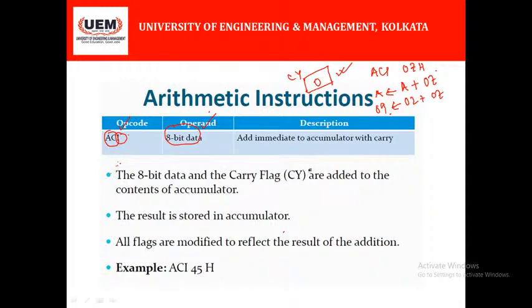So the 8-bit data and the carry flag are added to the content of the accumulator. Sorry for the mistake, the carry flag is also going to be added here, because the 07 data we are supplying directly, immediately, or explicitly inside the definition of the instruction. Hence we can understand that this instruction is in immediate addressing mode.